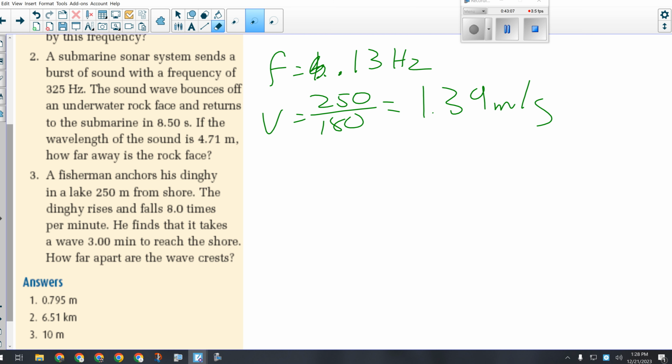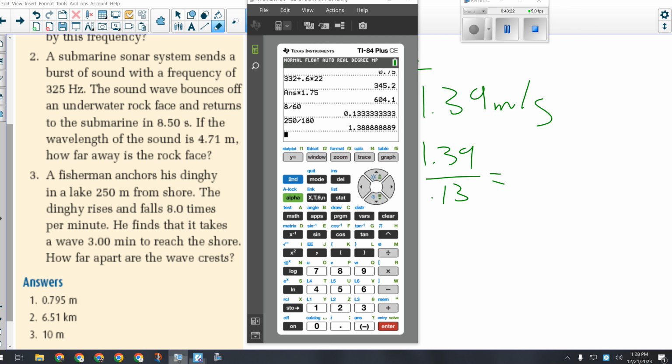Now that I know frequency and speed, I can find the wavelength, V over F. 1.39 divided by 0.13 hertz. That should give me about 10 meters. I get 10.4, but there are only 2 significant digits, so it rounds to 10 meters.